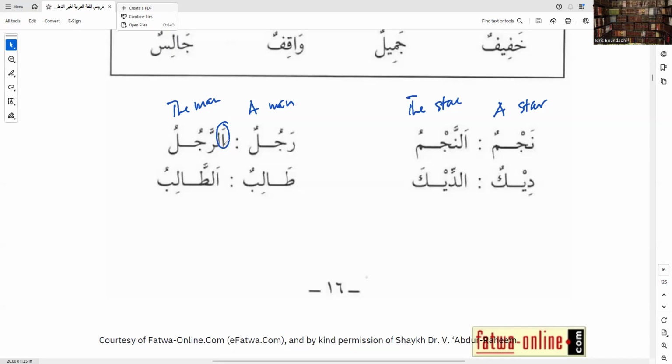Let's say ar-rajulu. So you connect the a to the ra, and then you get ar-rajulu, the man. Ad-deek, ad-deeku. So we can say noon, dal, ra, and then ta. They are all sun letters. Why? Because when they come after alif lam, they have to take shadda. And again, the lam is neutralized or is made silent. So deek is a rooster. Or some of you will say cock. That's the male.